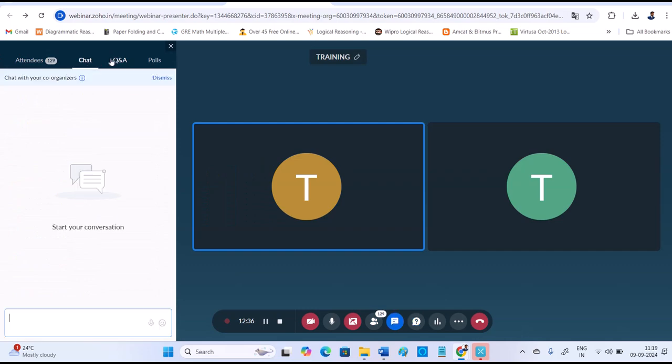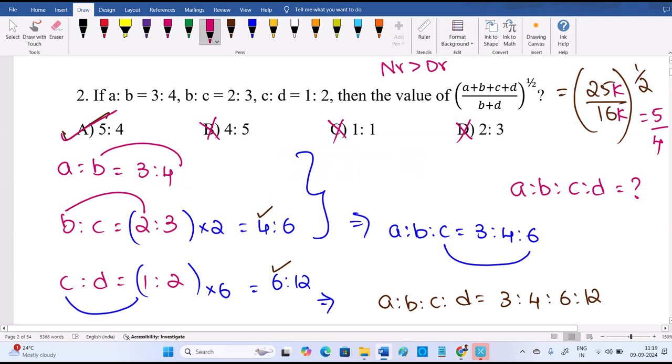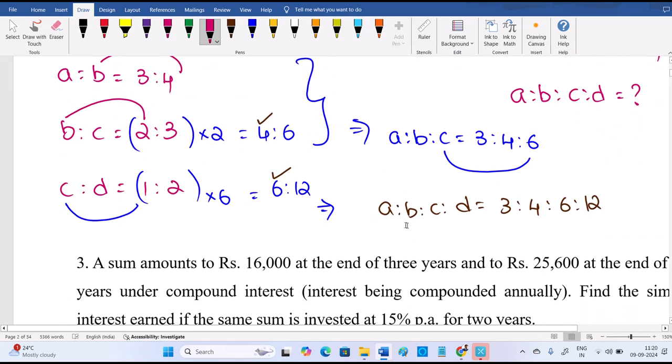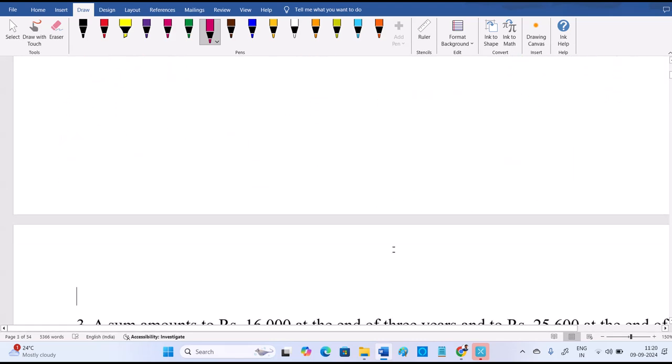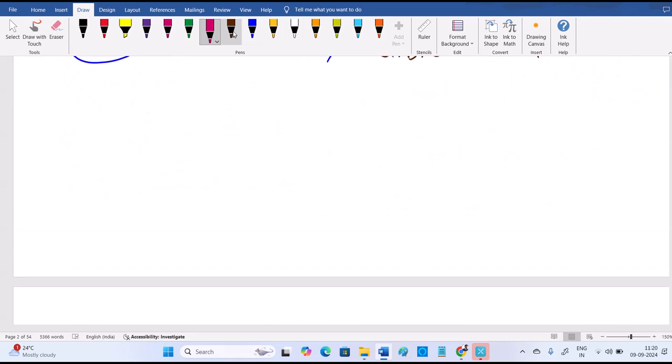Right. Got it? Okay. And sir, this is not okay for us. Okay, this is a method where it will take time. I have to check B same or not, C same or not, then combining. Is there any other shortcut? Yes, we can directly attack for calculating A, B, C, and D ratio. Directly we can attack.